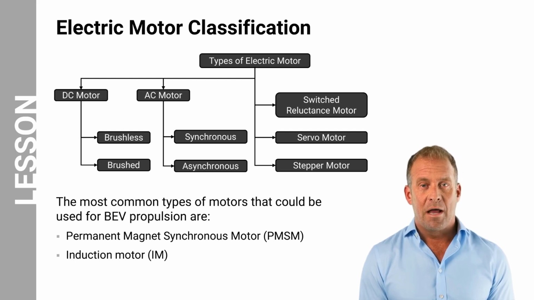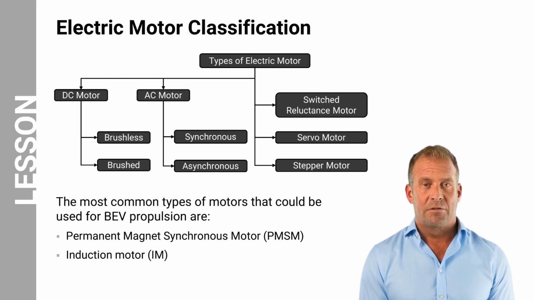Electric motors can be broadly categorized into two main types, DC motors and AC motors. DC motors include brushless DC motors, abbreviated as BLDC, and brushed DC motors, which are less common in modern BEVs. AC motors include synchronous motors, particularly permanent magnet synchronous motors, abbreviated as PMSM, that are widely used in BEVs. Asynchronous motors, also known as induction motors, are another common choice for BEVs.